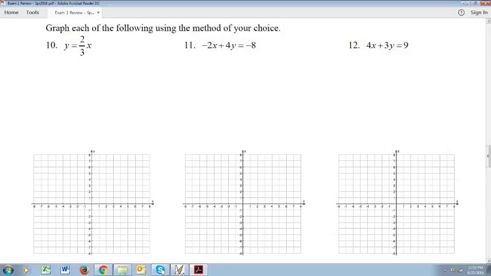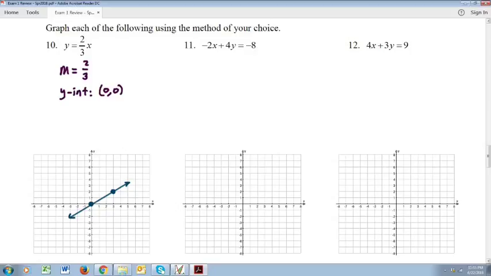Let's look at number 10 here. First of all, this is in slope-intercept form. It's just maybe not as clear what our y-intercept is. You could think of it as being plus 0 to the right of the 2/3 x. Our slope is 2/3, but our y-intercept is going to be 0, 0. So we start at the origin, and we're going to go up 2 and right 3, which puts us at the point 3, 2. And so there's your line.